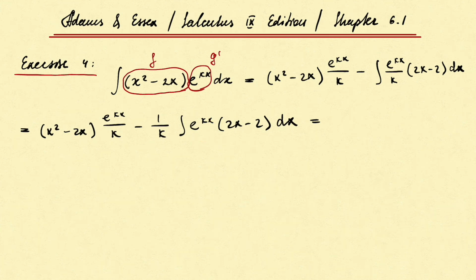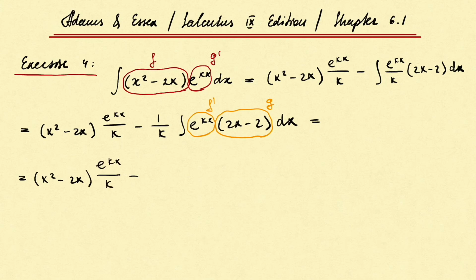But this time its degree is 1. See? And we want to reduce it more, because still we have an x dependence. We'll take now, again, e to the kx as g prime, and the polynomial as f. What we have here, again, is x squared minus 2x times e to the kx over k minus 1 over k. Let's open the brackets. Now here, first we'll just write 2x minus 2, because it's just the function f, and multiply this by the integral of our g prime, right?